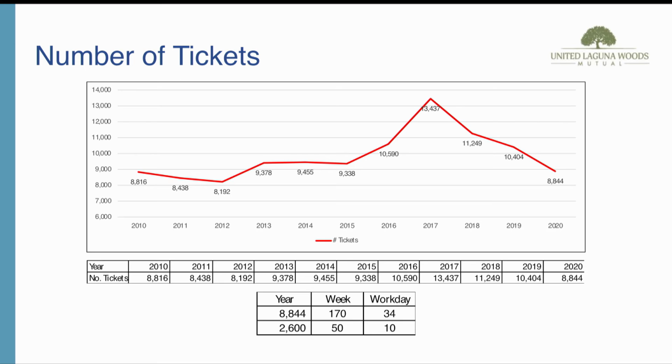Now the question is, if you divide 8,844 by 52 weeks, each week we have 170 tickets. If you divide by 5 days, each working day we generate about 34 tickets on average. So the question is, is there any way we can reduce these 34 tickets? Every ticket means customer satisfaction.